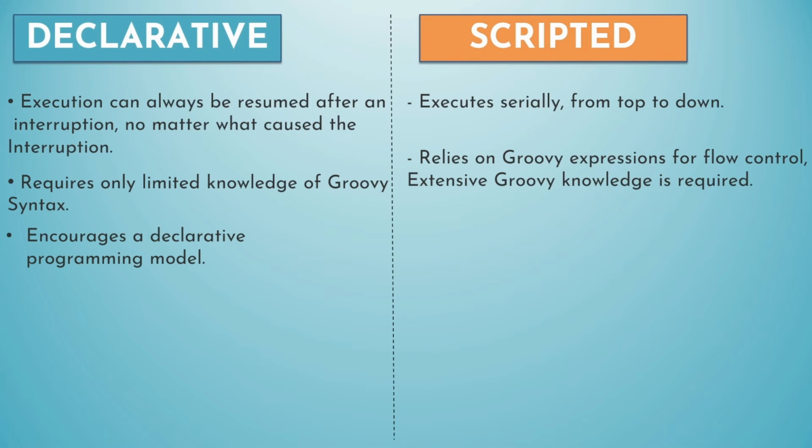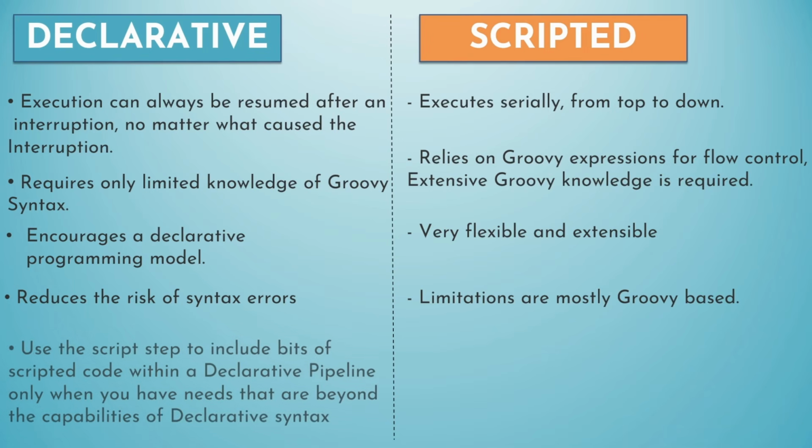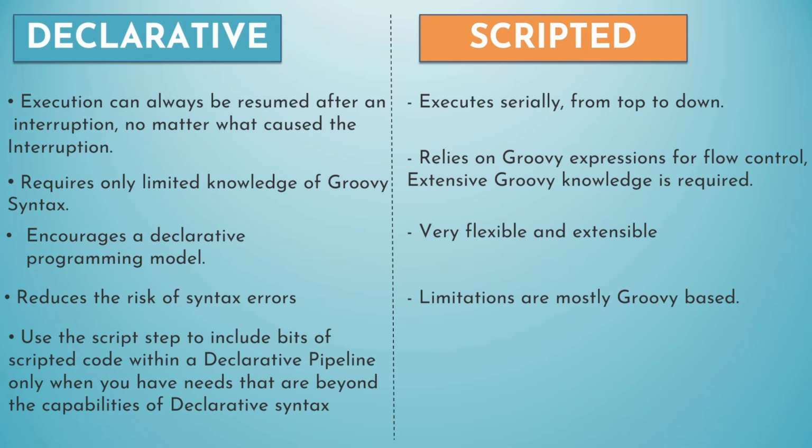Declarative encourages a declarative programming model. Scripted is very flexible and extensible. Declarative reduces the risk of syntax errors. Scripted limitations are mostly Groovy based, and it provides a lot more functionality than declarative pipeline. You can also use the script step to include bits of scripted code within a declarative pipeline, only when you have needs that are beyond the capabilities of declarative syntax.